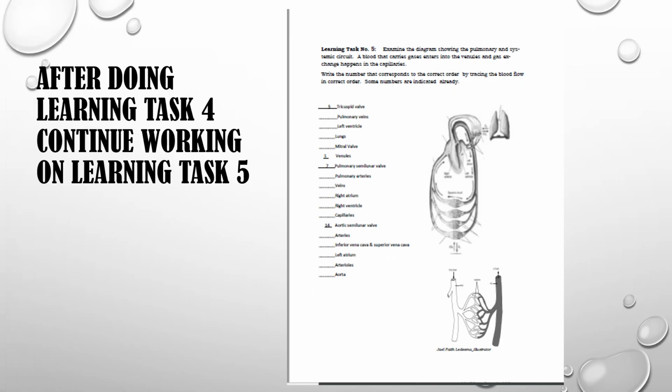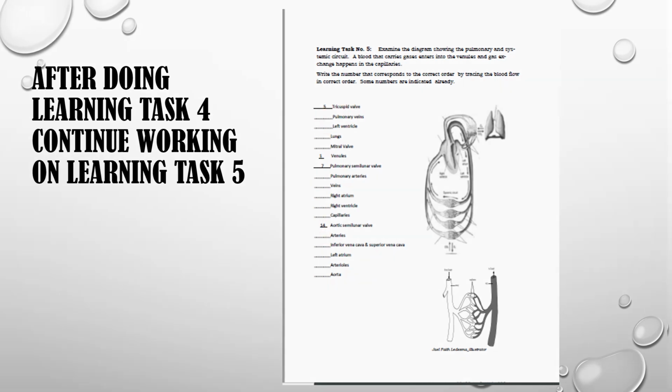Then after doing the learning task 4, you will continue working on the learning task 5. On learning task 5, there is a diagram that shows the blood flow from the lungs to the heart. You have to write the number that corresponds to the correct order by tracing the blood flow in the correct order. And some numbers are indicated already as your guide.